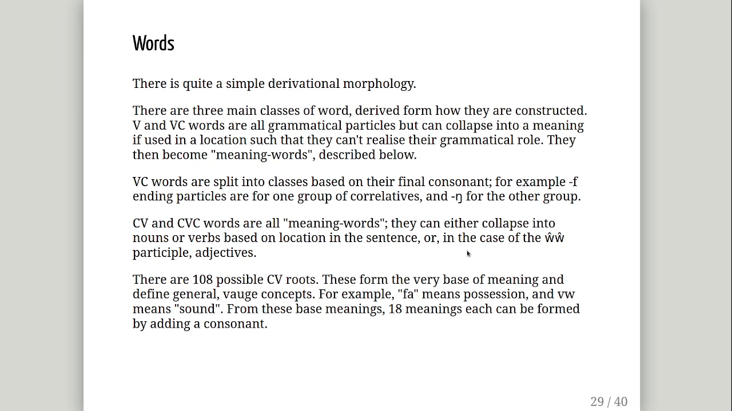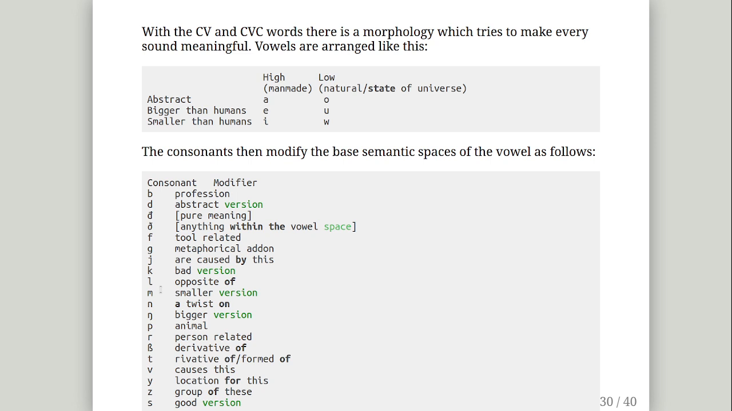Numbers. This is kind of a fun thing. What you're going to notice is that in Zang there is quite a widespread derivational morphology. So you've got stuff like b, d, f, g, j, k, l, and each of these letters has a certain meaning to it. It's like b means profession, n will be a twist on. These are applied very, very loosely to the roots, but they kind of offer a little bit of structure to them.